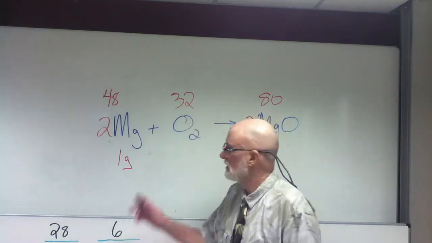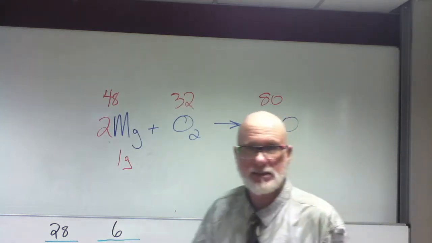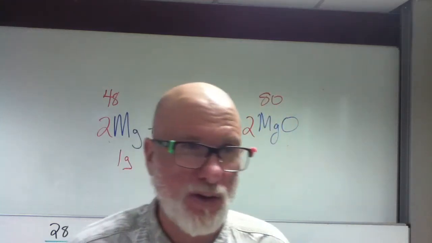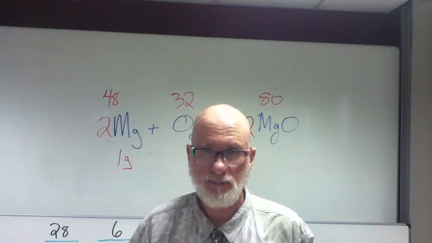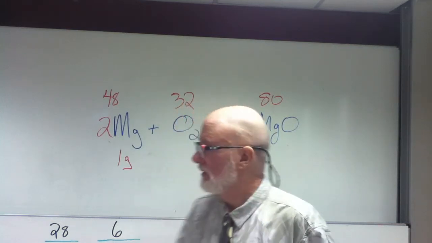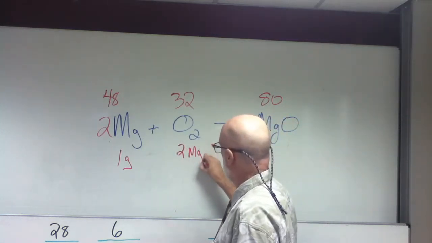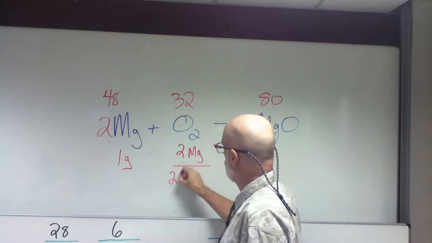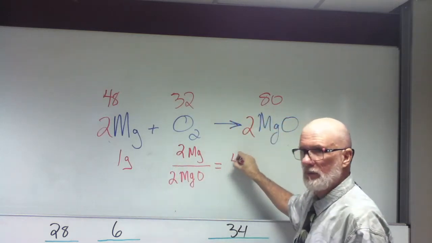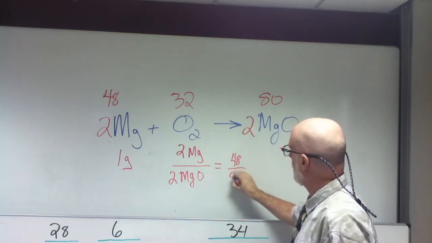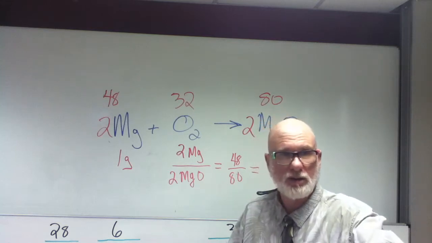Okay? So what is 2 times 40? 80, so we're right. You have to make sure you observe the law of conservation of mass. Clear? You with me? Kaylee? Excellent. Okay. Now we can do it. The ratio is 2 Mg over 2 MgO yields what? 48 over 80 equals what? What are we comparing?